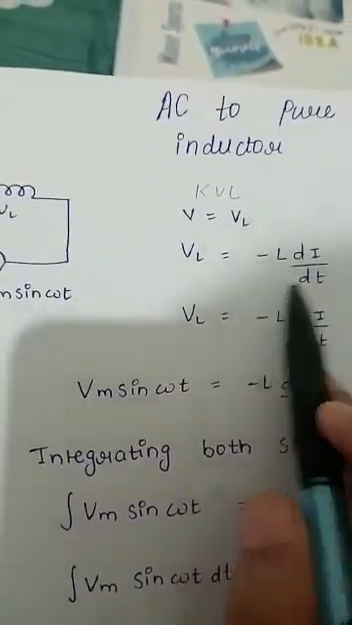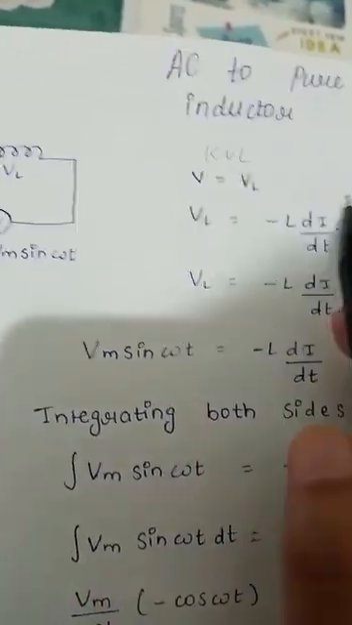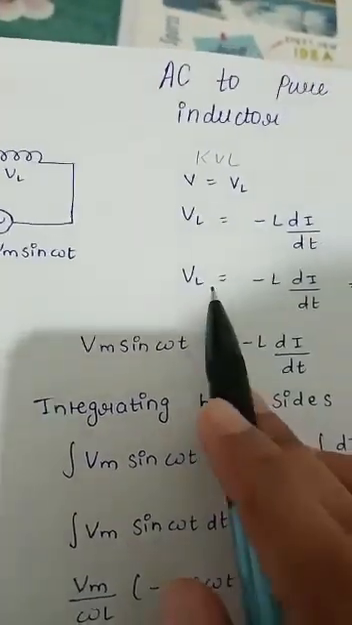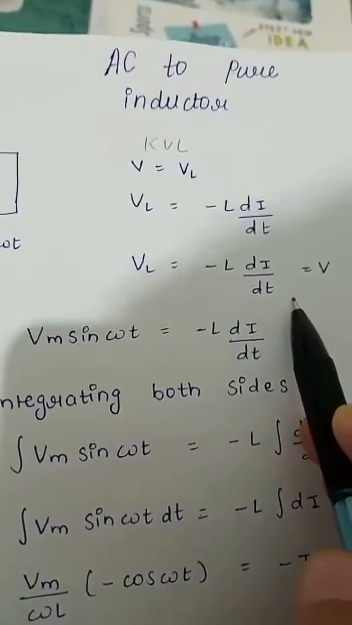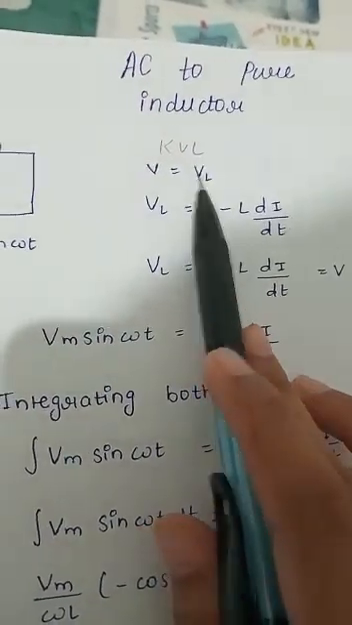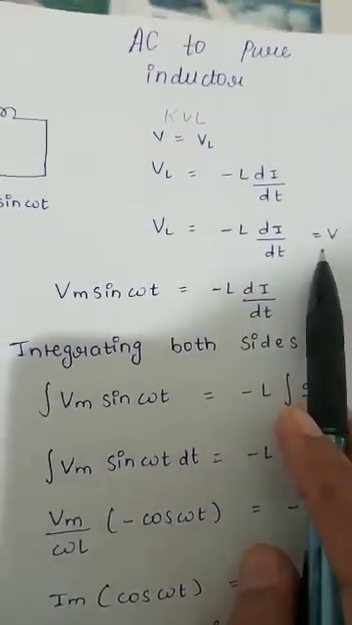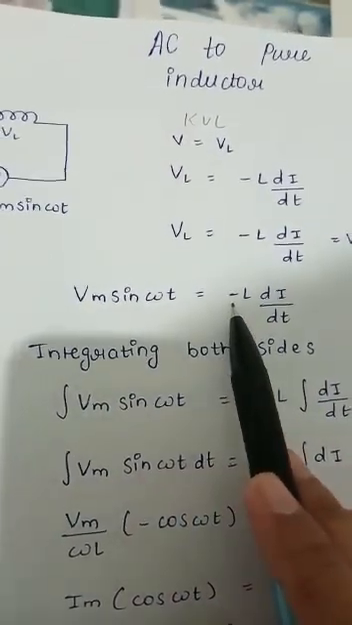VL is equal to L di by dt. That is the differentiation of I. Now VL is equal to minus L di by dt. This is equal to V according to Kirchhoff's voltage law. So this is the instantaneous voltage. That's why Vm sin omega t is equal to minus L di by dt.